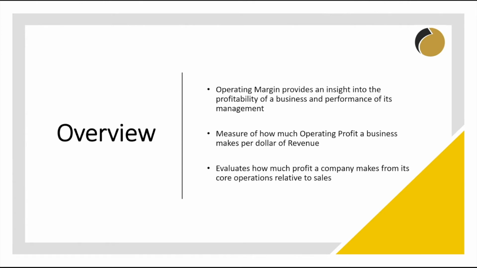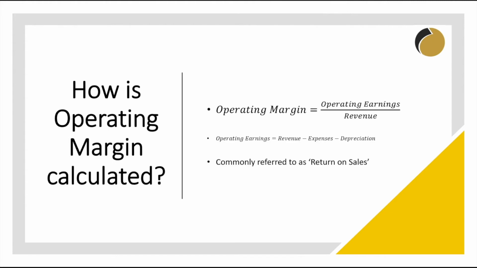As the name suggests, it's a measure of how much operating profit a business makes per dollar of revenue before paying interest or tax. In other words, it evaluates how much profit a company makes from its core operations relative to its sales. So how do we calculate operating margin?